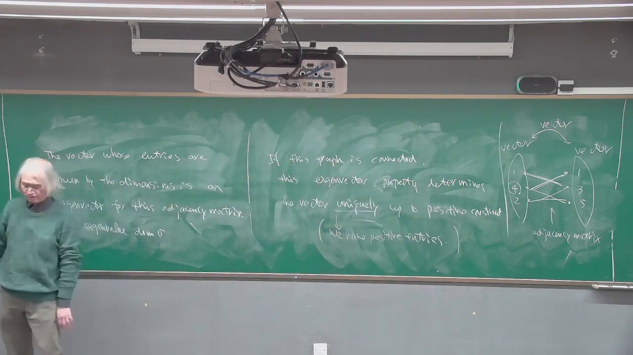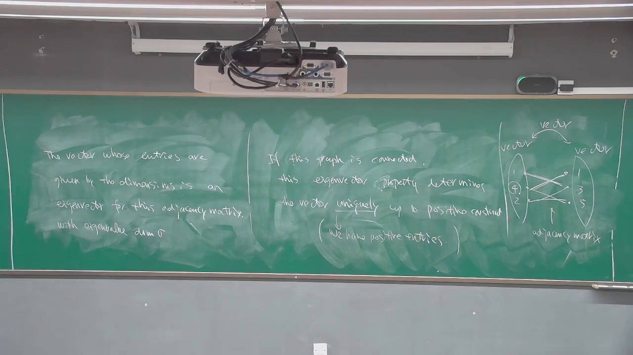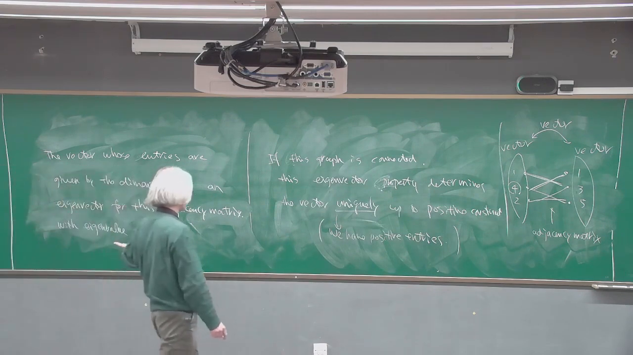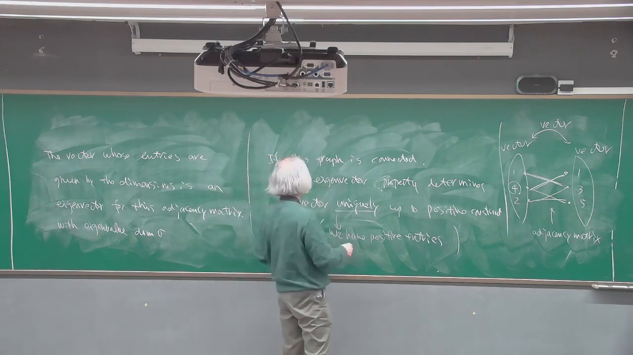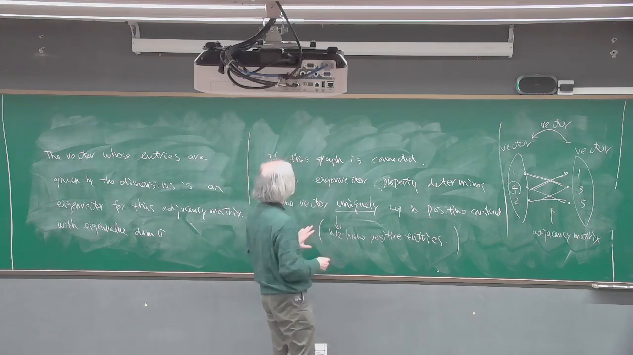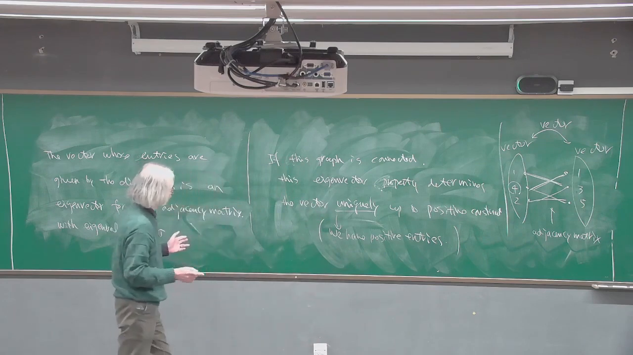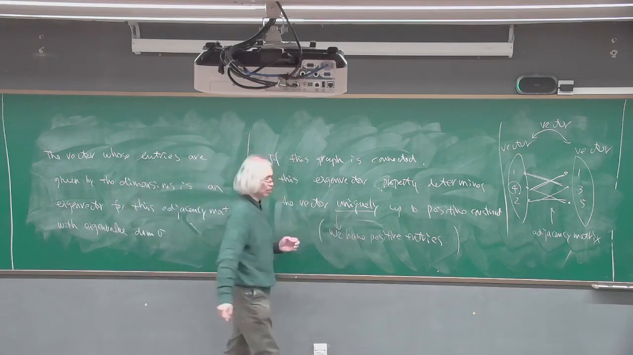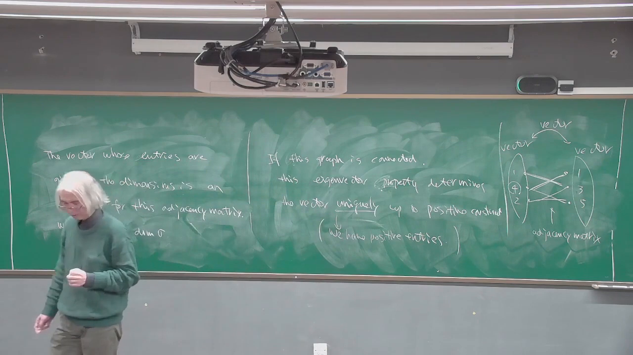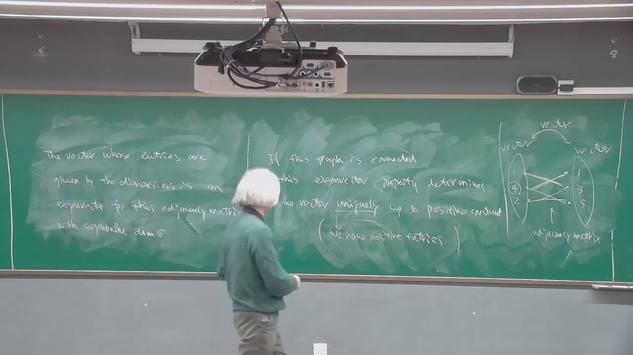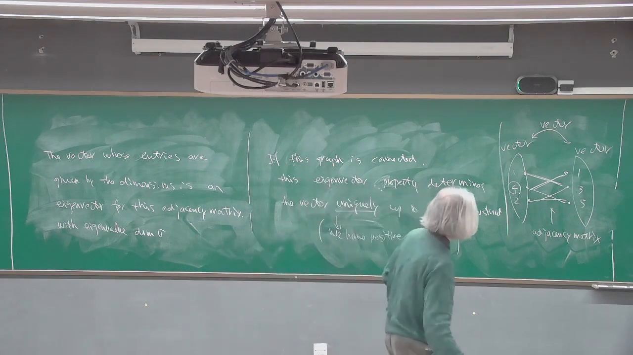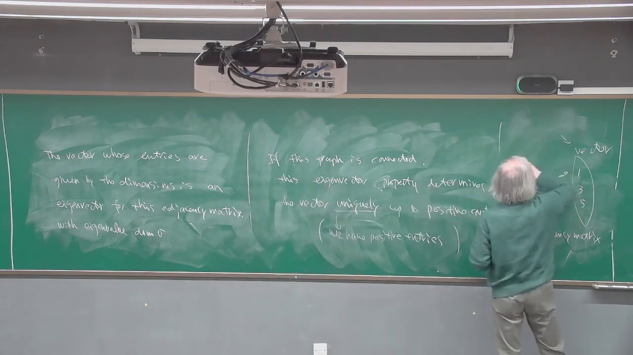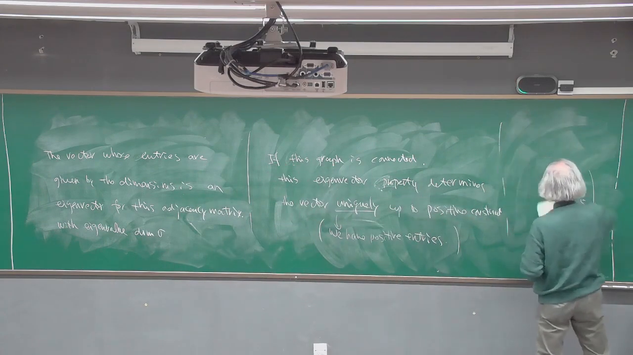Because each entry of this vector is given by the dimension of a representation, it is definitely a positive number. And with this positivity and this eigenvector property, we have uniqueness of this vector up to a positive constant. And this kind of eigenvector and eigenvalue is called the Perron-Frobenius eigenvalue and eigenvector.